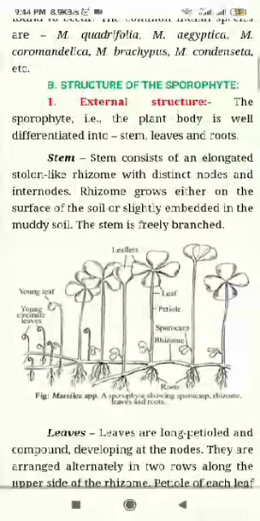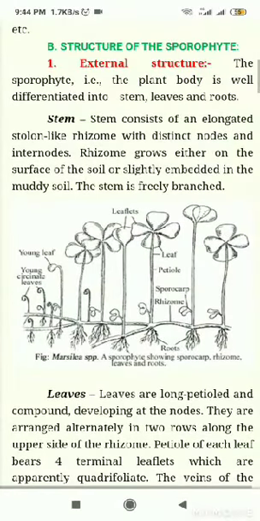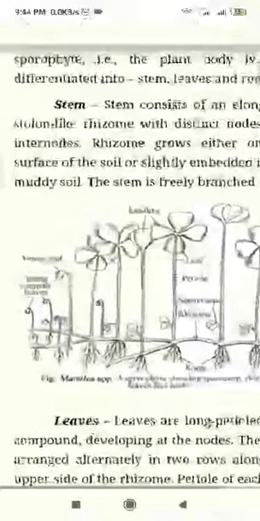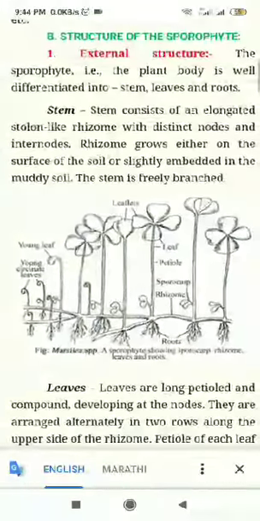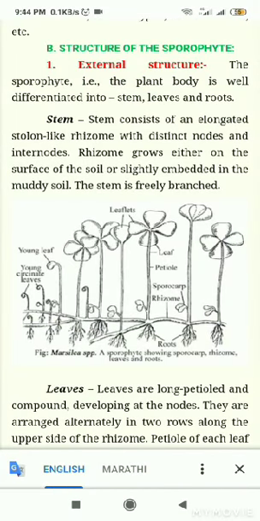Then we know about the sporophyte. What is meant by sporophyte? That is the whole plant body, which is differentiated into stem, leaves, and roots. First of all, we will learn about the stem. The stem is an elongated stolon-like rhizome.